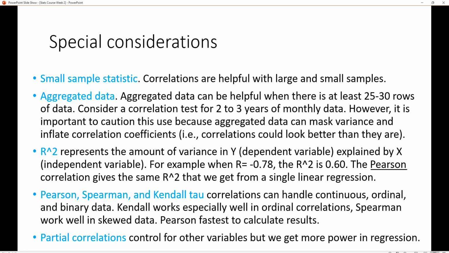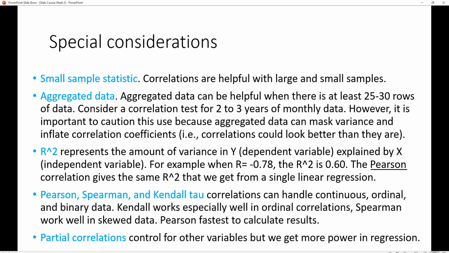The Kendall-Tau works especially well in ordinal correlations. The Spearman works especially well in skewed data, and the Pearson is the fastest to calculate. So if you have a large data set, I would use a Pearson correlation. We're talking about tens of thousands of rows, or even 1,000 or more. It's probably best to start with the Pearson correlation, and the Pearson also gives you that R square value that matches a regression analysis.